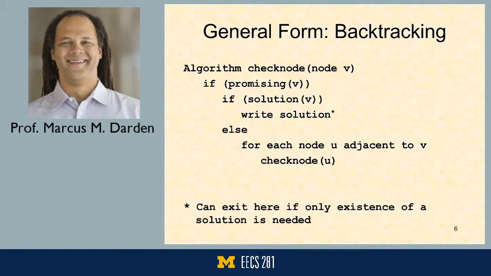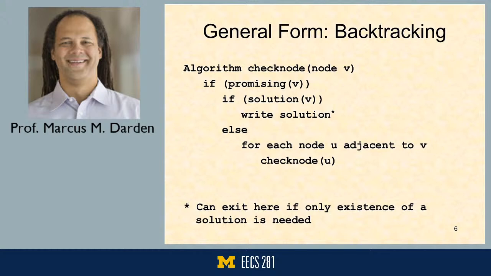So in every problem, I've got some concept of adjacency to the current position that I'm in. So this recursion of calling check node within a check node is always going to be wrapped in some sort of iteration as well, because that iteration represents, as I'm trying to extend my solution, I have to check all of the things nearby the solution. So that's what's going on there. The general form.